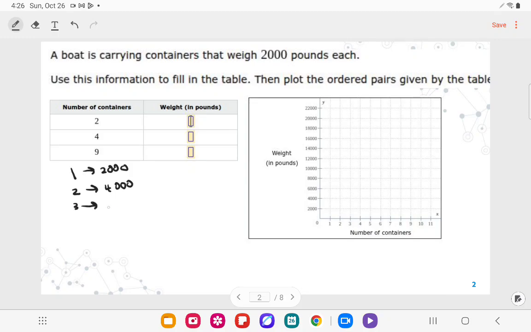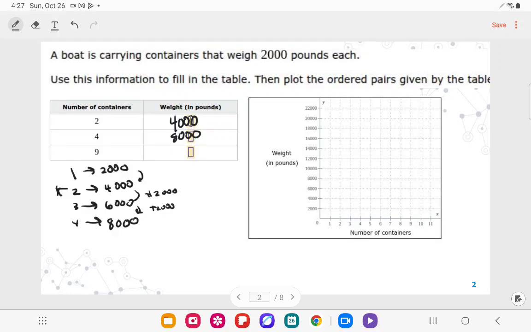So that would be 2,000 plus 2,000 is 4,000. For three containers on the boat, it would be an additional plus 2,000 for a grand total of 6,000. And for 4 containers, another additional 2,000 gives me 8,000. Now, that's one way. I can just work forward by adding 2,000, adding 2,000, adding 2,000, and I could fill in the 2 lines of my table. And I could say that for 2 containers, there's my 2 containers, it was a weight of 4,000. And for 4 containers, it's a weight of 8,000.